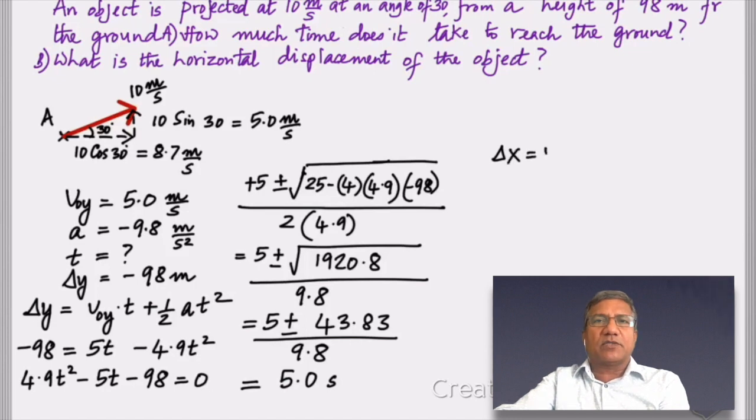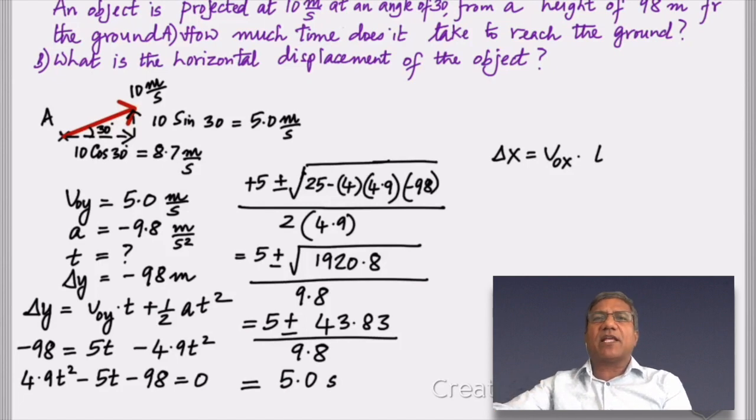1920.8 under the square root. When you take the square root, you get 43.83, and then when you plug it in, you're going to get 5 seconds. Of course, you also get a negative time, but time cannot be negative, so we exclude the negative value of the time and only use 5 seconds. So I hope that makes sense.